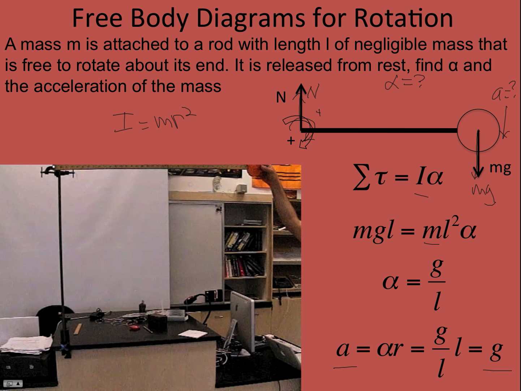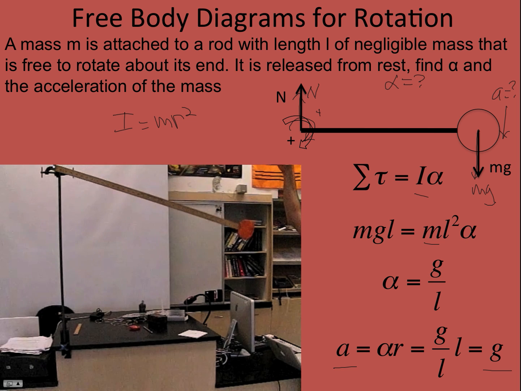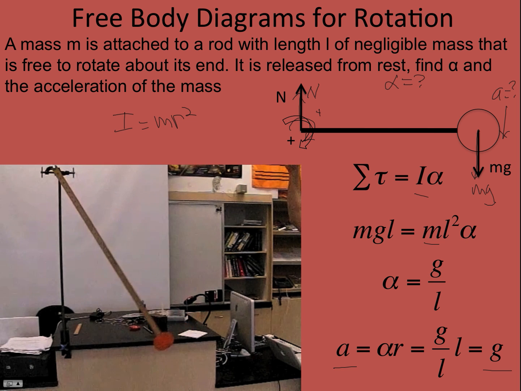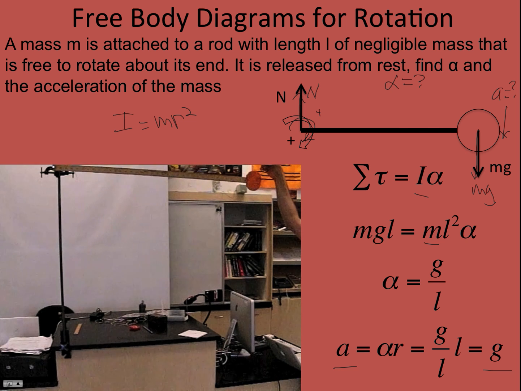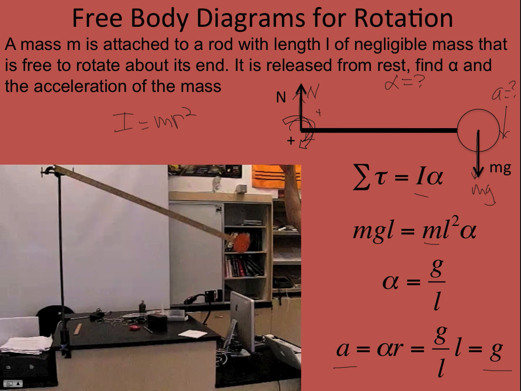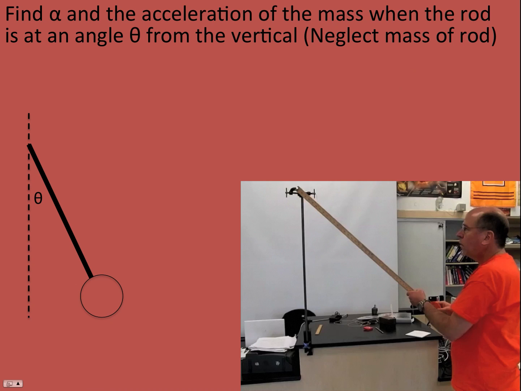And in case you need to see it, I think I have it on video here. How exciting is that? There it goes. And so we solved only for the angular acceleration and the linear acceleration at the beginning. And so after it starts to fall, that changes. And so what would it be at some other point? And so we want to find alpha when it's some angle from the vertical.